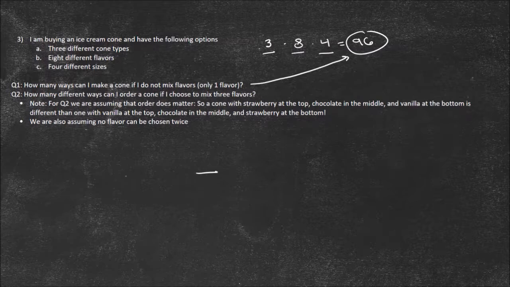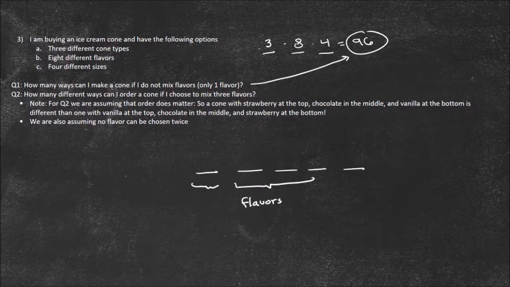The first one's going to represent cone type, and now there's going to be 3 lines for flavors, right? Because I'm mixing 3 flavors. So 1, 2, 3, and there's 1 for size. So these represent flavor types, and this is obviously cone, and this is obviously size. So start off with the easy ones. How many options do I have for size? I have 4. Then how many options do I have for my cone? I have 3 different options for cone type.